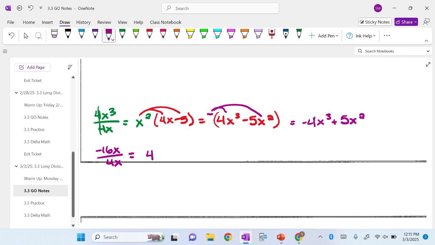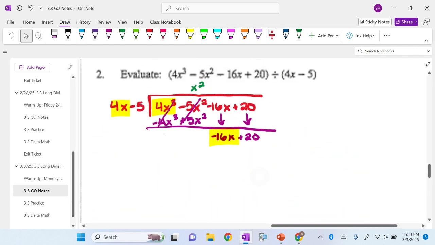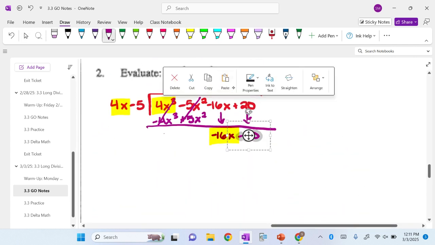So it'd be 4, and it would be what? So right here. It's negative 4. So the x's cancel out. Negative 16 divided by 4 is negative 4. All right. So we'll write a negative 4 up here.